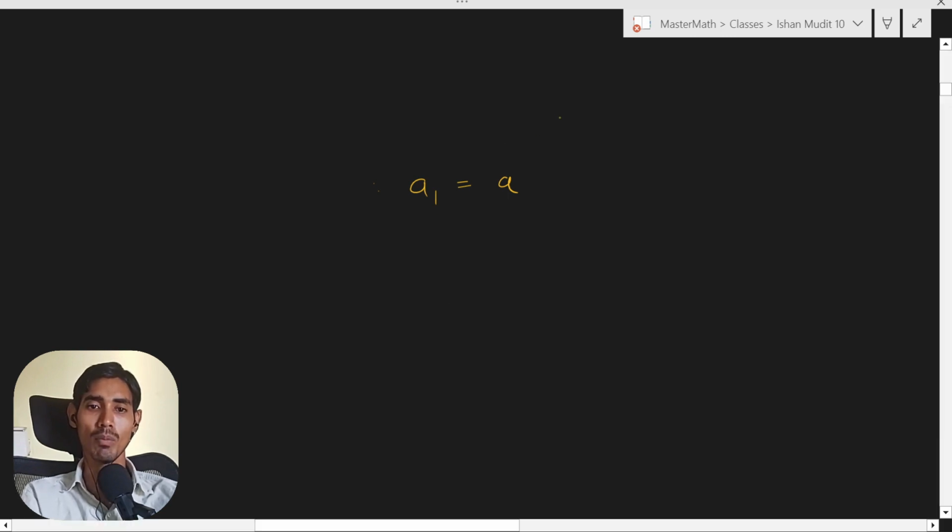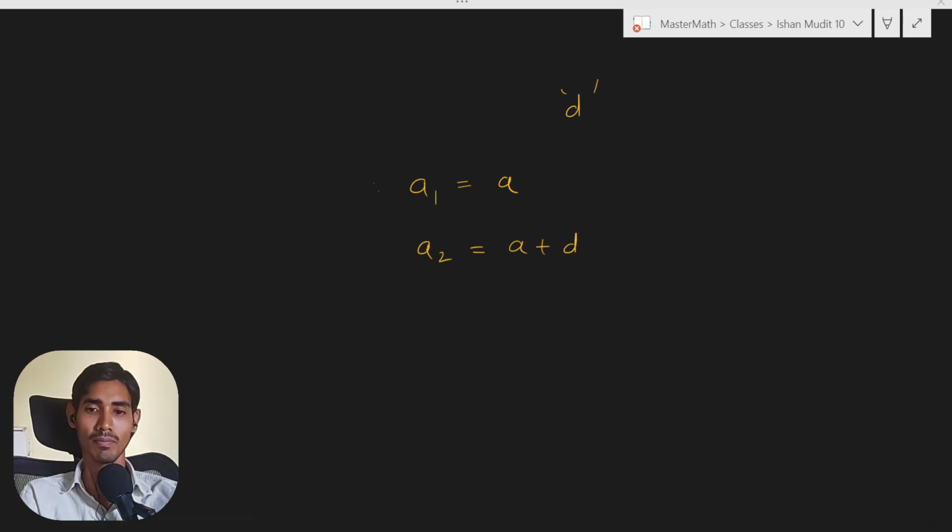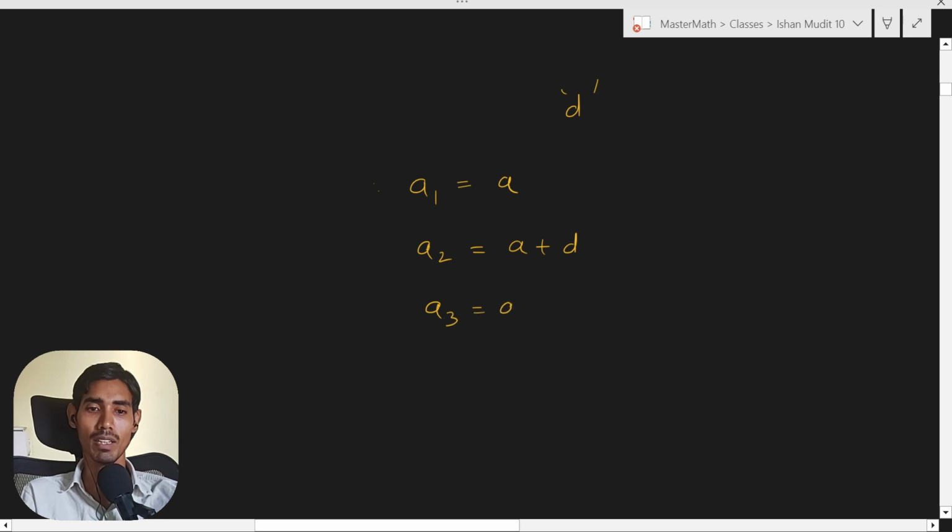And common difference is D. So how do you get the second term? We can add D to this and get the second term, A plus D. Is that correct, Ishan? Yes, sir. And third term I can get by A plus D plus D. That is A plus 2D.